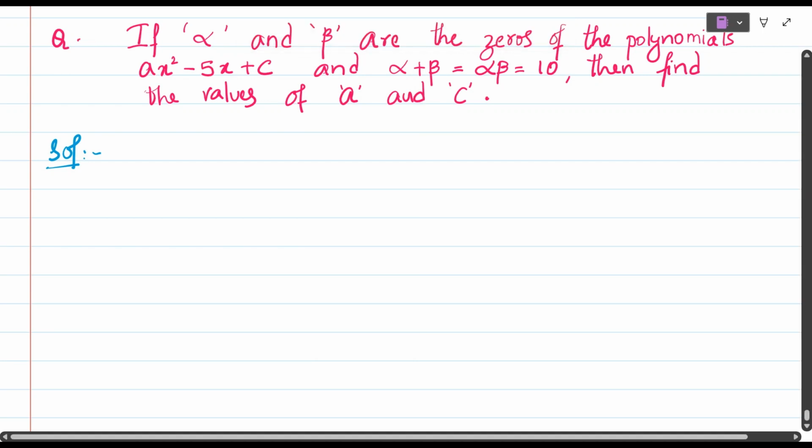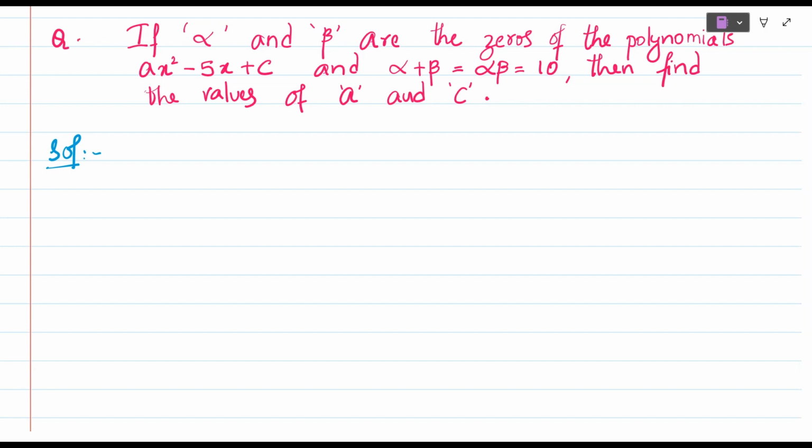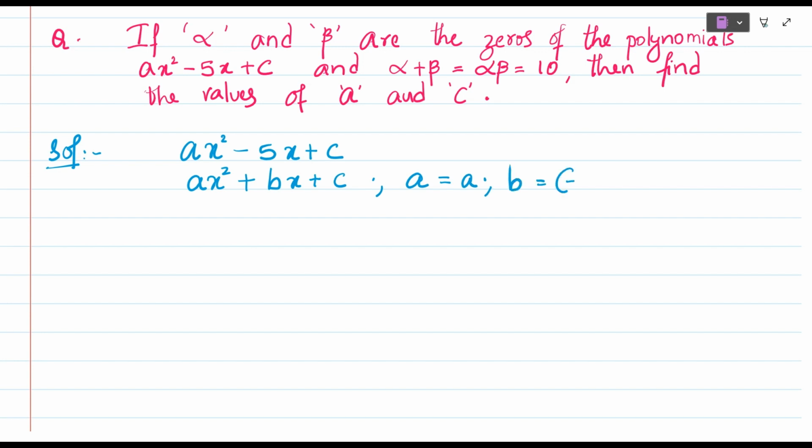Here, the question is: if alpha and beta are the zeros of the polynomial, the polynomial they have given is ax square minus 5x plus c, students. So, if you write the standard form here, ax square plus bx plus c, quadratic polynomial, and write the values of a, the coefficient of x square is a itself, the coefficient of x, b, is minus 5, and the constant term c is c here.